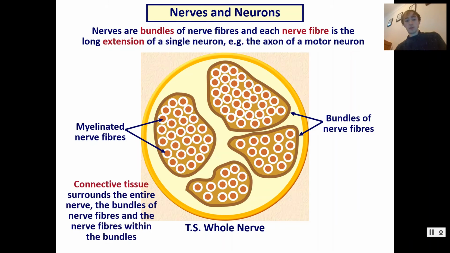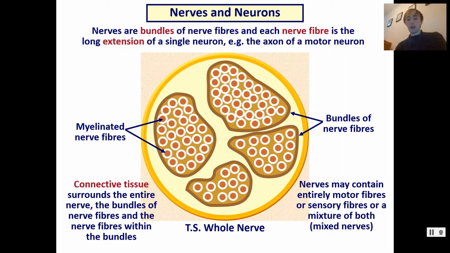Now, around this entire thing is connective tissue. Basically it just holds it together, protects it, so it's not getting damaged easily. Now, these things can be either entirely motor or entirely sensory, or they can be a bit of both. It's worth noting you don't need to understand that particularly, except for the difference between a nerve and a neuron.